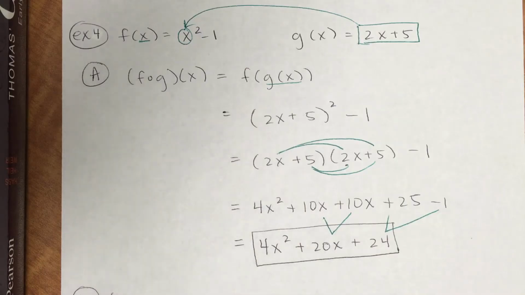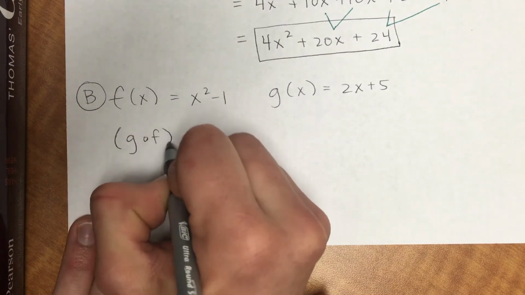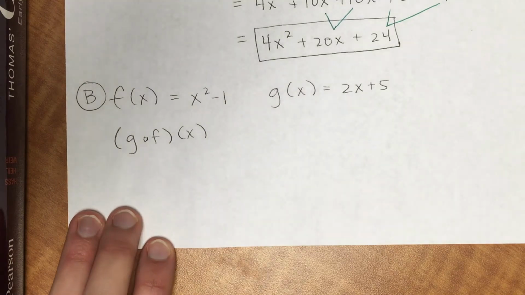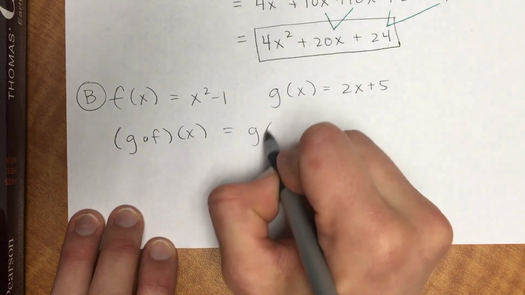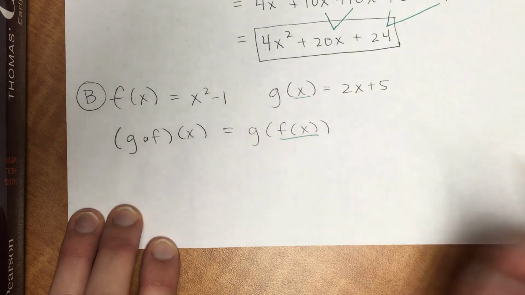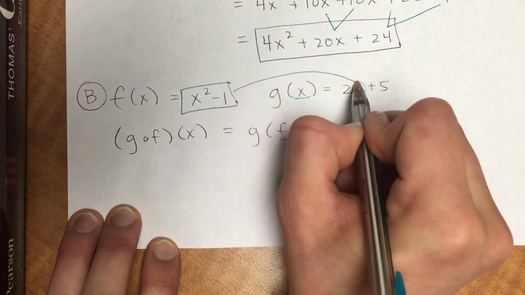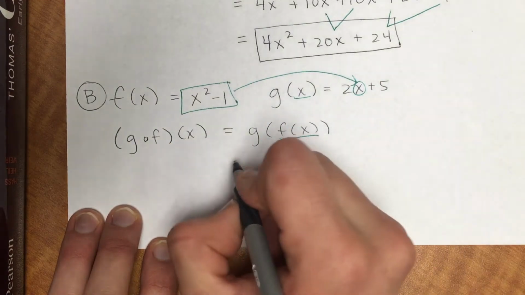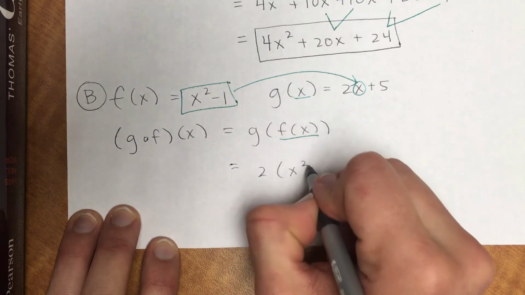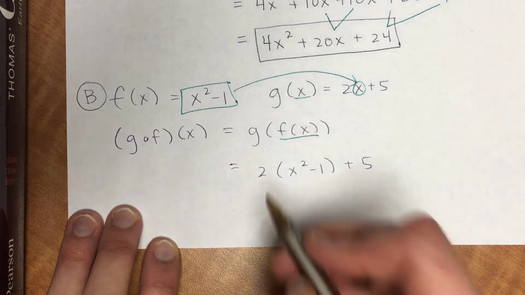Okay, so f of g, plug all of the g function into your f function and simplify. Let's do part B. Let's do g of f of x. So this is g(f(x)). Instead of an x here, I have an f of x. So instead of an x here, I'm going to put all of this function in. I still have my 2 in the front, and I still have my plus 5 at the end. Distribute and combine like terms.